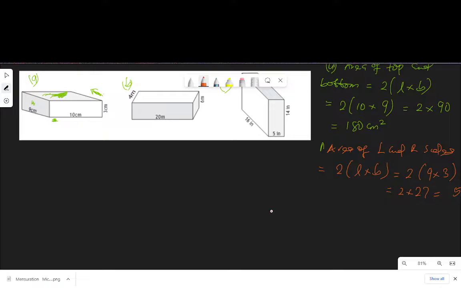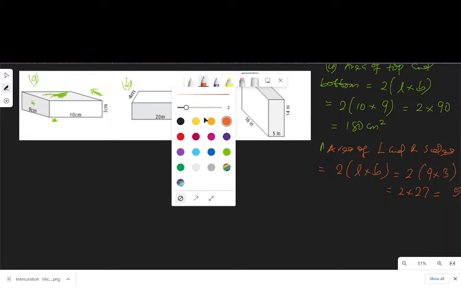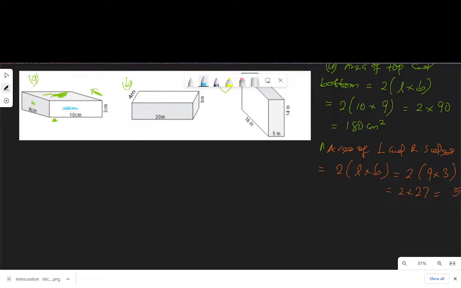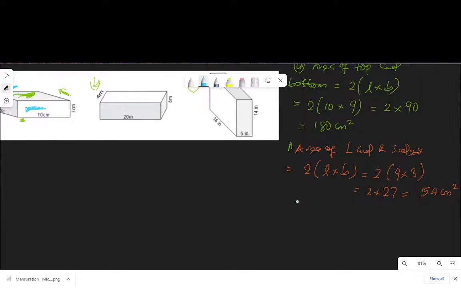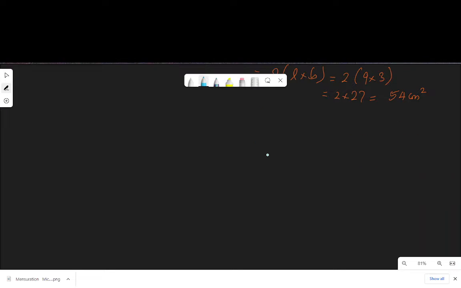Then lastly, we have, again, let me use a different color here. We have a side here, which is the front of the cuboid. We have exactly the same thing at the back there. The area of front and back, let's do that here.